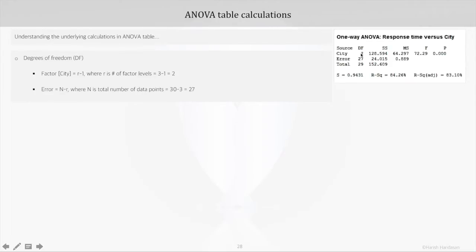For the error term, which aligns to individual data points, since we have subgroups in this case, it will be limited by the number of subgroups. So degrees of freedom will be the total number of data points n, which is 30 here, minus r, which is nothing but the number of subgroups, which in this case is 3. So degrees of freedom in this case will be 30 minus 3, that is 27.